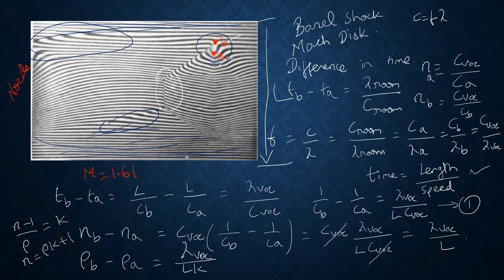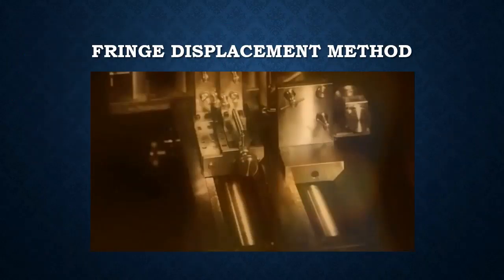Using this formula, we are able to predict the density difference between two fringes of the interferometer. This is how we measure the density of that particular band, that is, the particular fringe. What is the density of the first fringe? What is the density of the adjacent fringe? The difference in density is given by this Gladstone-Dale formula, lambda vacuum by LK. We will see the fringe displacement method next.